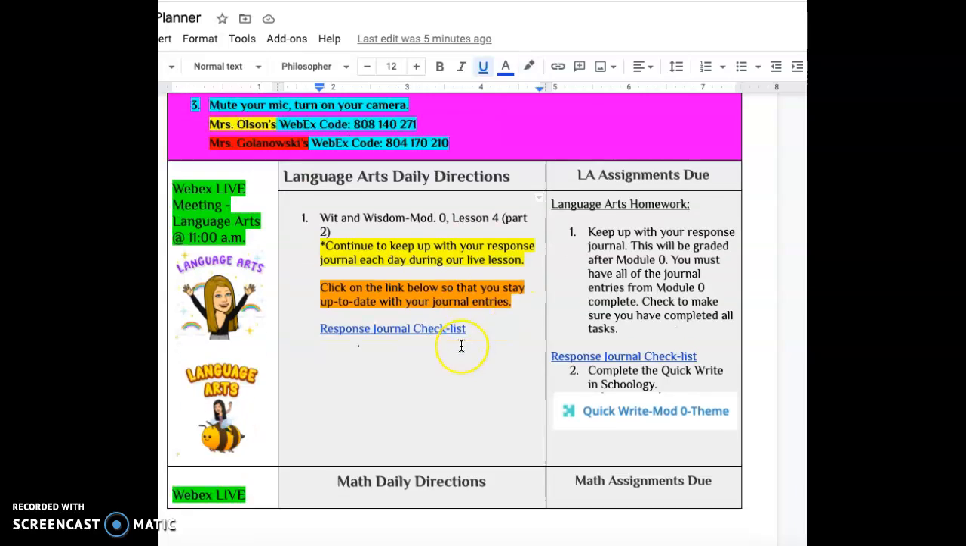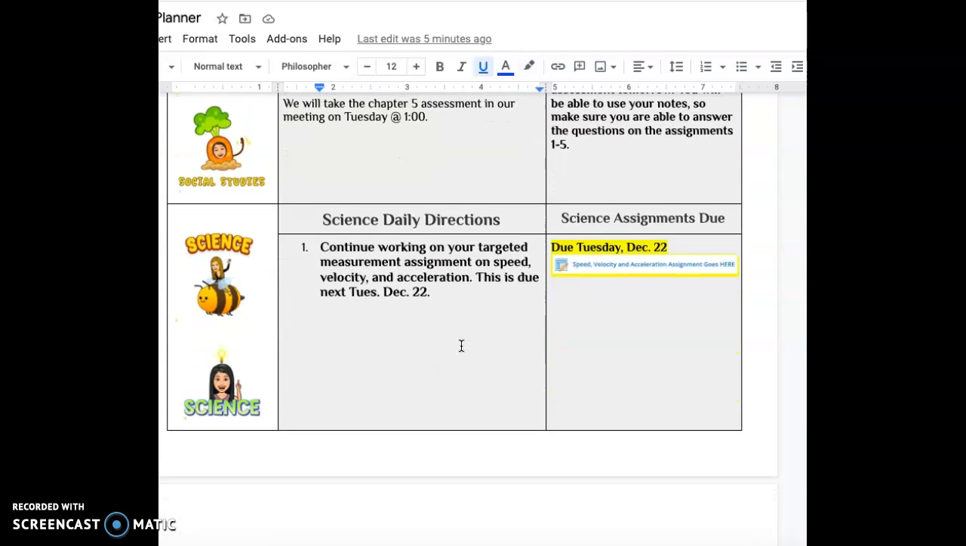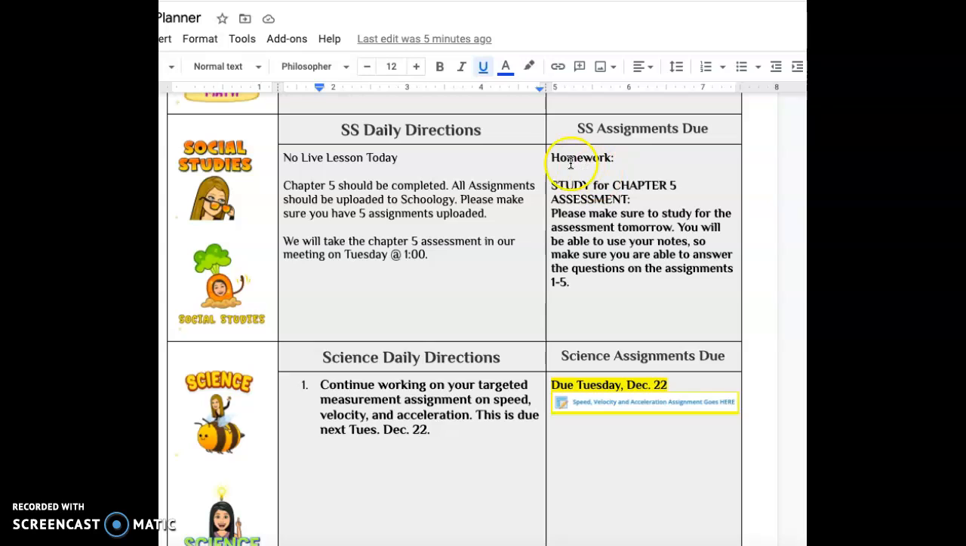And we're almost done. You're going to study for social studies today because tomorrow we're going to take the Chapter 5 assessment in our live meeting at 1 o'clock.